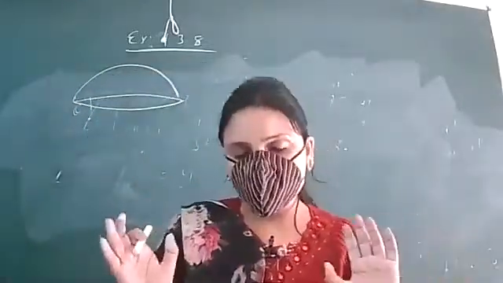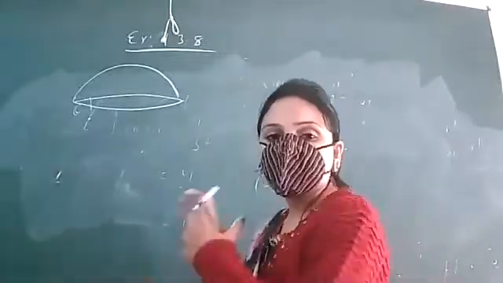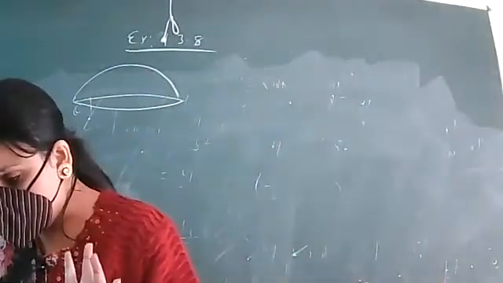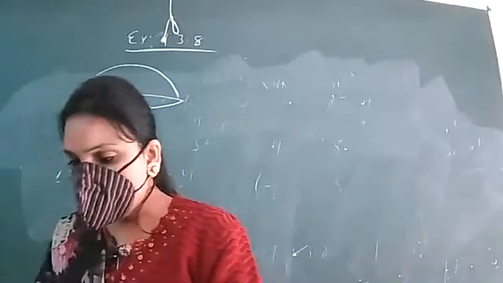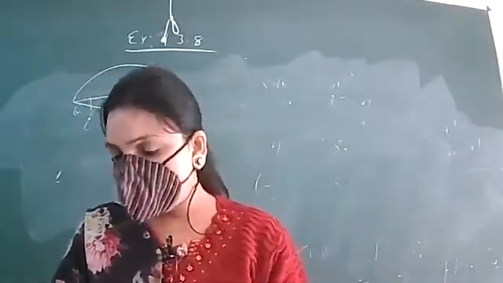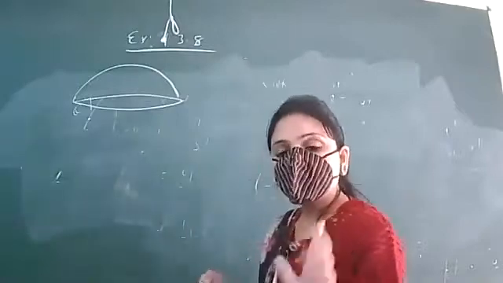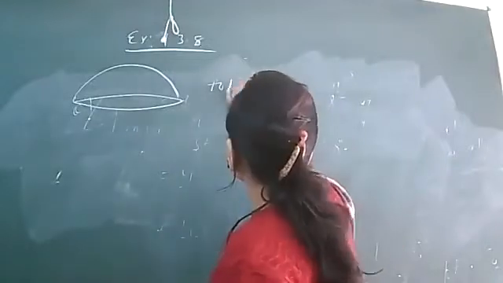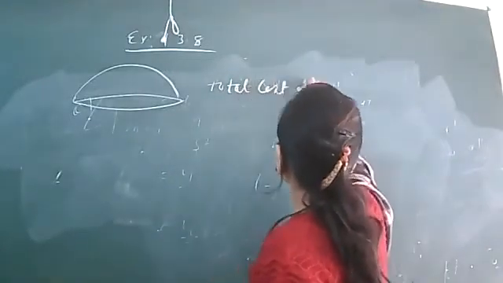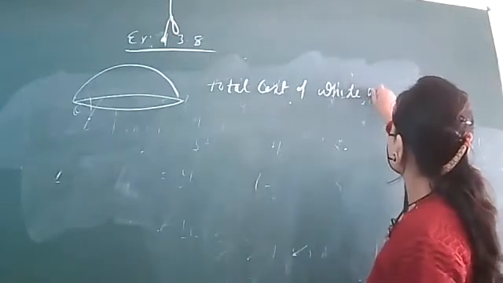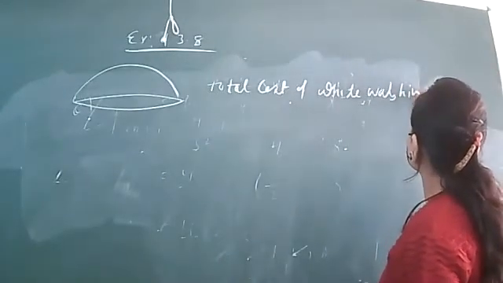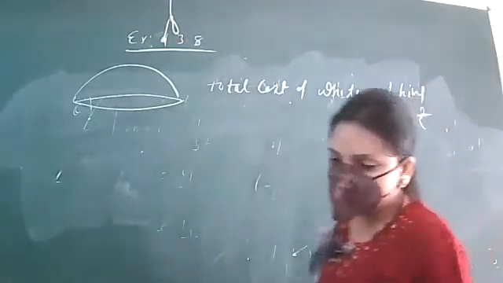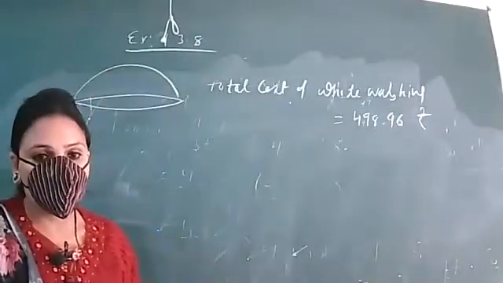Now, whatever is given to us, let us firstly chalk out those things and write and see what we can do. What is given? Three things are given to us. It is whitewashed at the rate of rupees 498.96. So one thing that firstly I am writing: total cost of whitewashing, 498.96 rupees. This is the total cost of whitewashing, right?